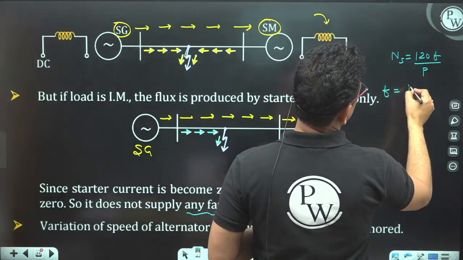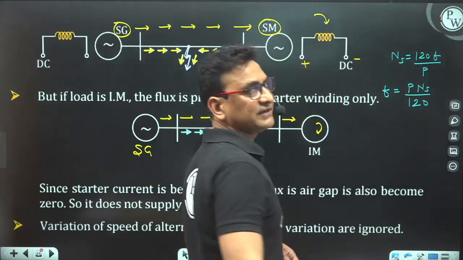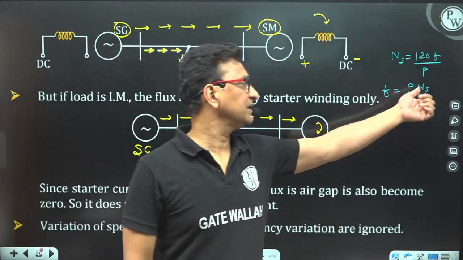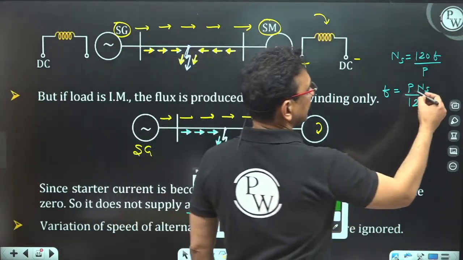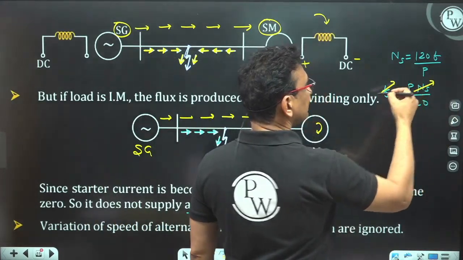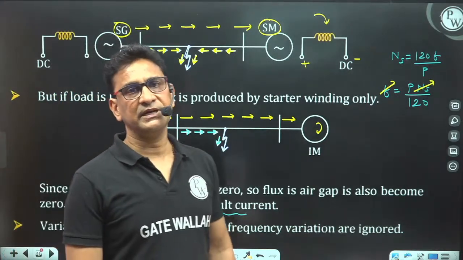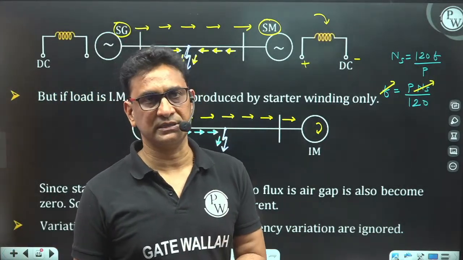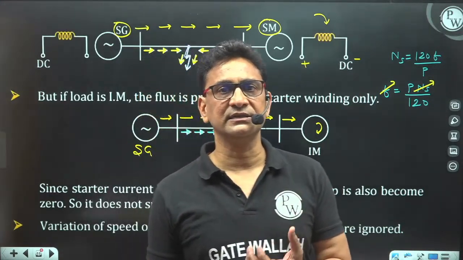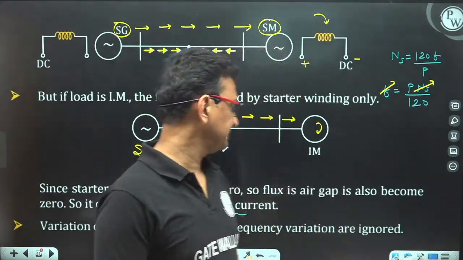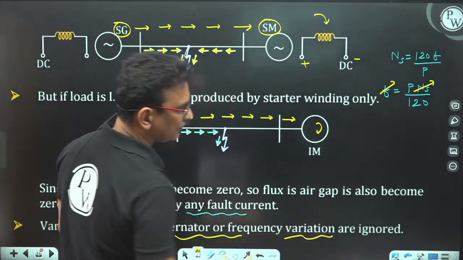So frequency is nothing but P into Ns upon 120. So the frequency of a power system depends upon the pole speed. Whenever the speed changes at the time of fault, no doubt the frequency will change. But whenever we calculate the fault current and do the fault analysis, we do not consider this variation of frequency at the time of fault.